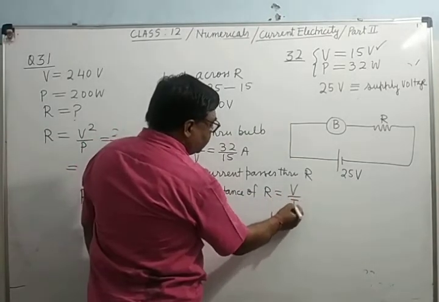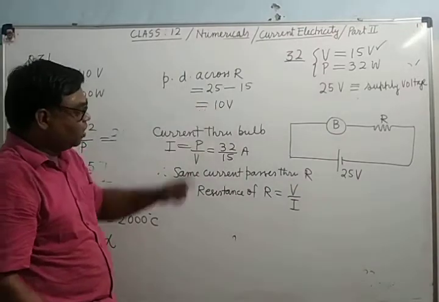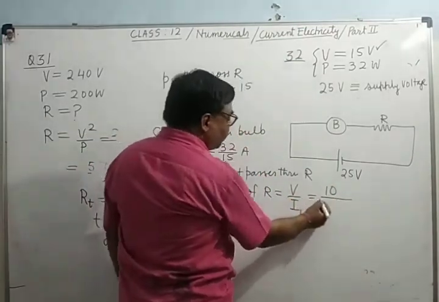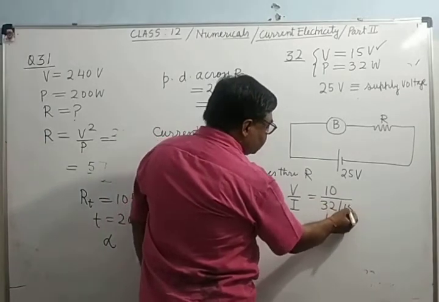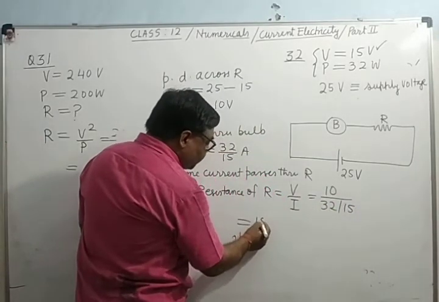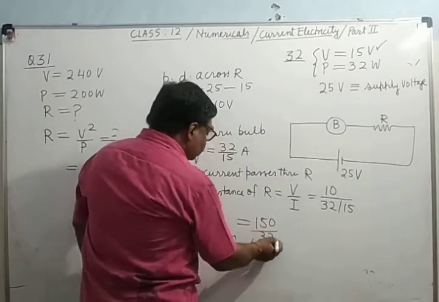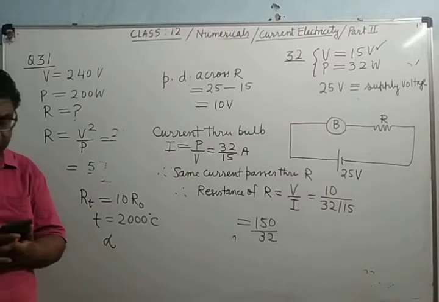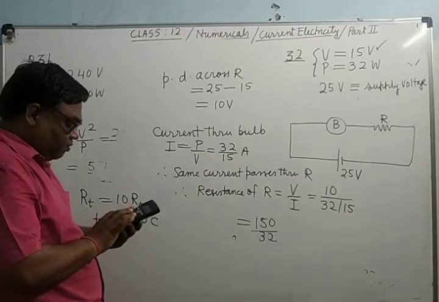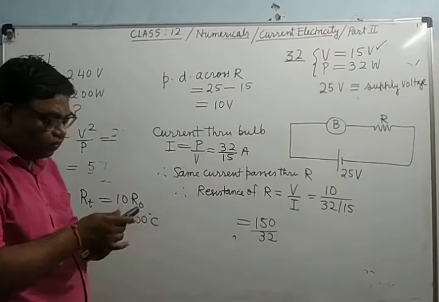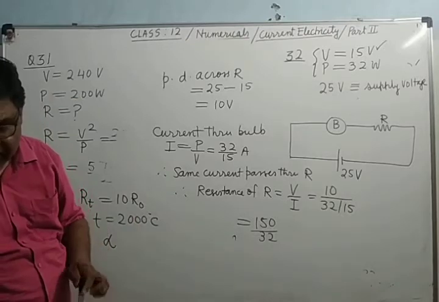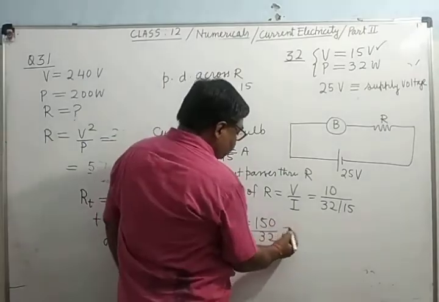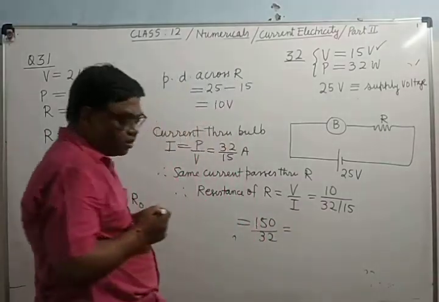V upon I. V you have already found, it is 10. I is 32 upon 50. You simplify this, so this will be equal to 150 upon 32. If you calculate here, 150 divided by 32 is equal to 4.6875. That you can see here.